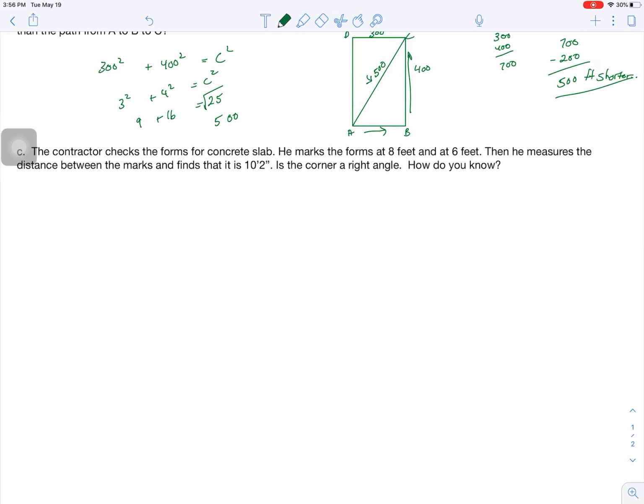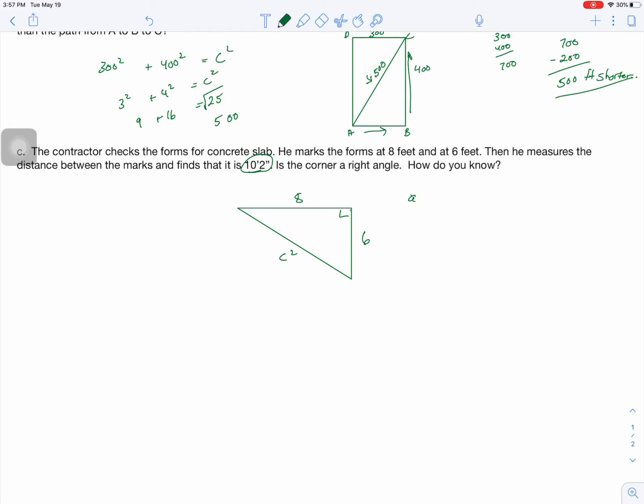A contractor checks the forms for the concrete slab. He marks the forms at 8 and 6 feet. Then he measures the distance and finds out that it is 10 foot 2 inches. So he has one that's 8, and this one's slightly shorter at 6. And he wants to know if he has a right angle here. So really what we have to do is look at this and see what this is supposed to be.